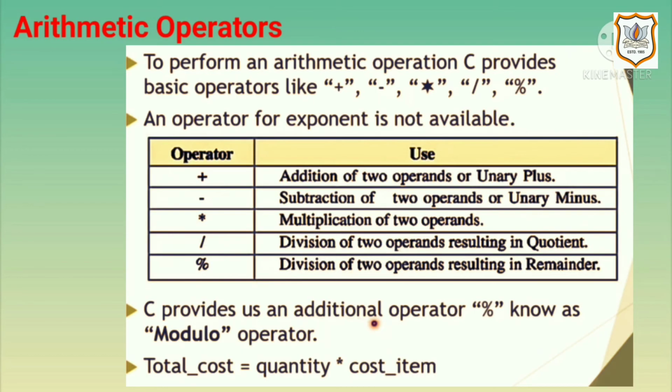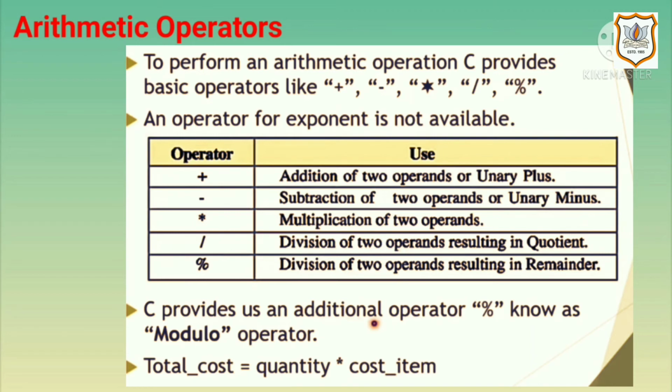First one is the arithmetic operators. To perform an arithmetic operation, C provides basic operators like plus, minus, the asterisk sign used for multiply, the forward slash used for division, and the next one is percentage. An operator for exponent is not available. This table shows the list of operators and their use.